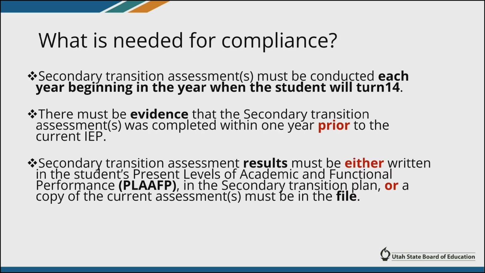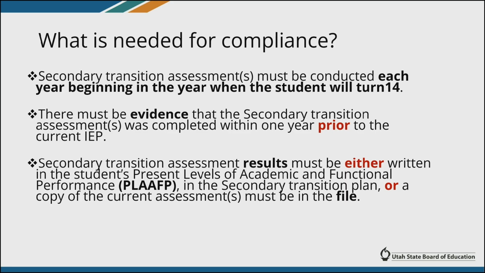First, they must be conducted beginning in the year when the student will turn 14. They must also be completed prior to the IEP. There are multiple ways you can provide evidence of secondary transition assessments having been conducted. The secondary transition assessment results can be summarized in the PLAF and the checkbox marked accordingly on the secondary transition plan. Or you can also mark the other checkboxes that indicate that secondary transition assessments are included in the student's file without writing a PLAF.